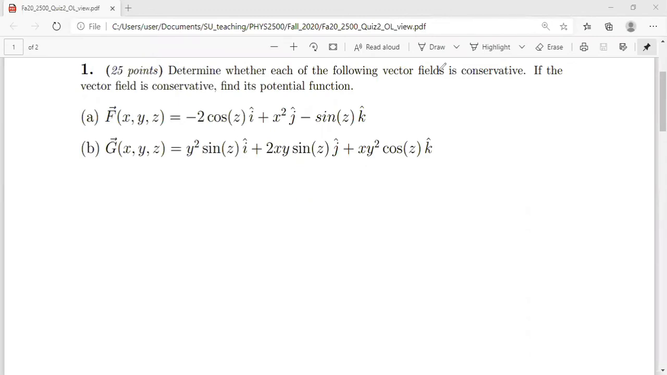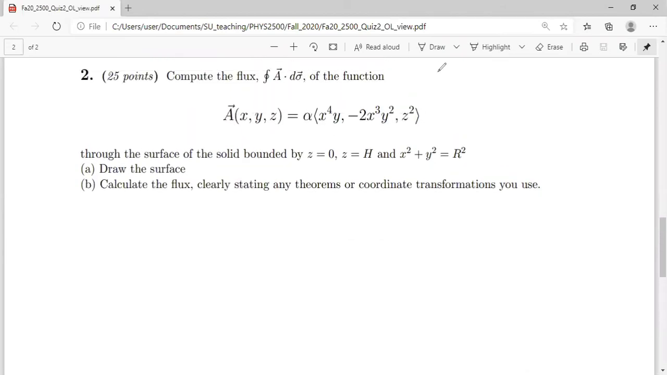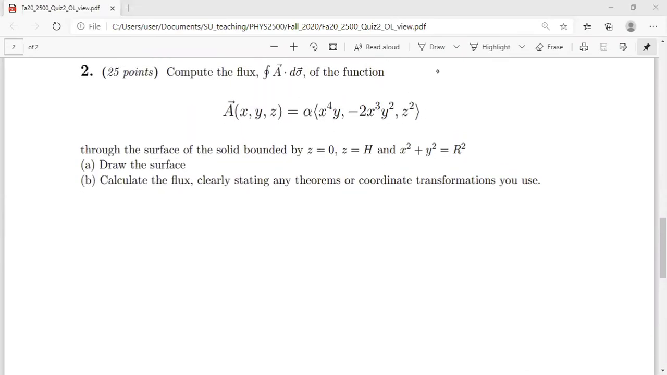Okay, so second problem, you could make more or less work for yourself if you wanted to. We have the flux of a function going through a surface. This turns out to be a cylindrical surface. And let me explain why. So it's bounded by z equals 0. So z equals 0 is this entire plane, and z equals h is the entire plane of z equals h. So those are the easier bits, I think.